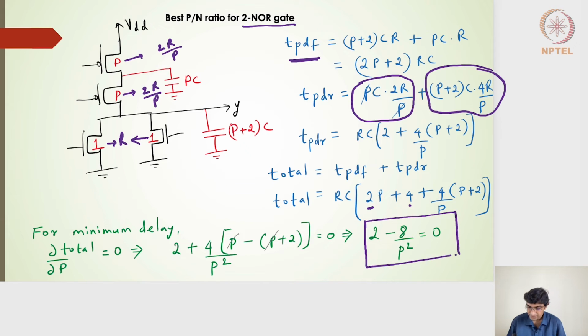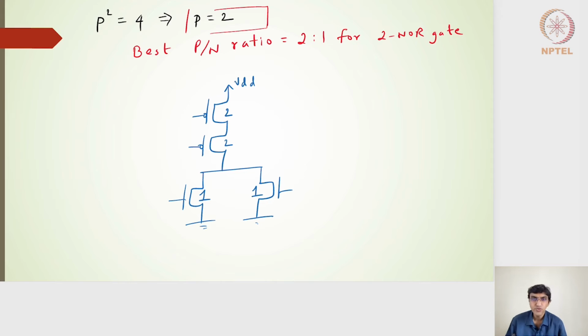What it means is that p should be of the value plus or minus 2. We cannot have a negative value in the widths, so we will take the positive value. So this will be my final expression, which says that the p by n ratio should be of 2:1 ratio for the 2-input NOR gate. Right. So what it really means is if I take the size of 2 and then 1 here, it will give me the best delay.